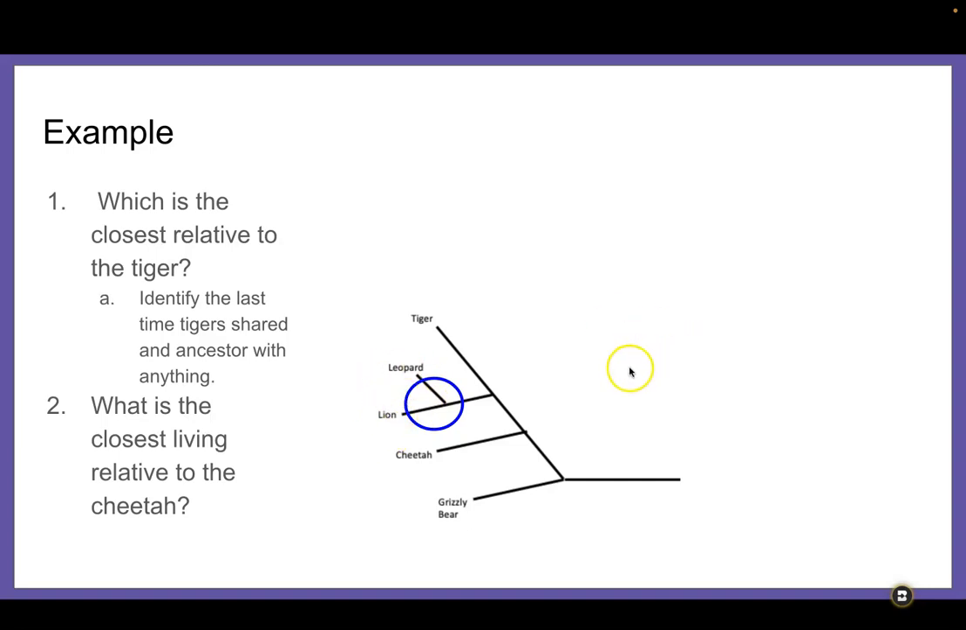So what's the closest living relative to the cheetah? Well, when I look at the cheetah, this is the node, and actually all of these, right, the tiger, the leopard, and the lion come off of this node and they are equidistant from the cheetah. So the cheetah is actually equally related to the tiger, the leopard, and the lion.